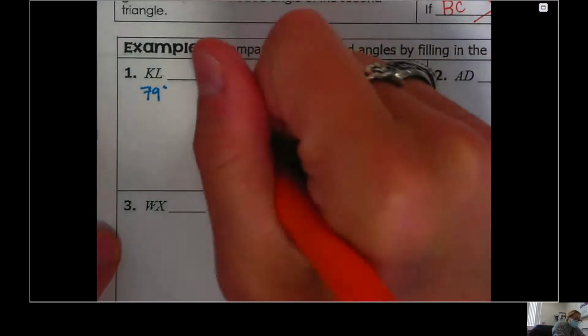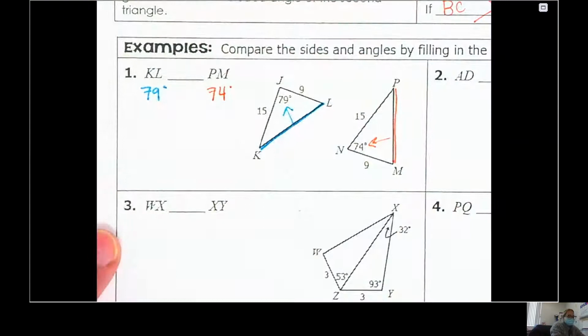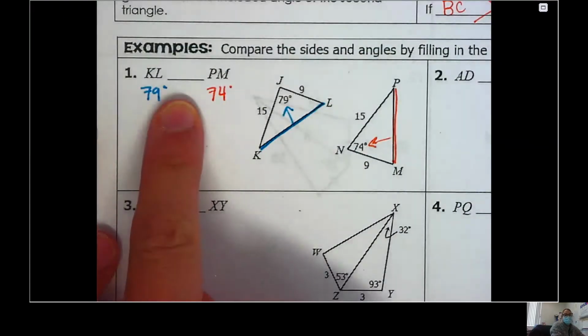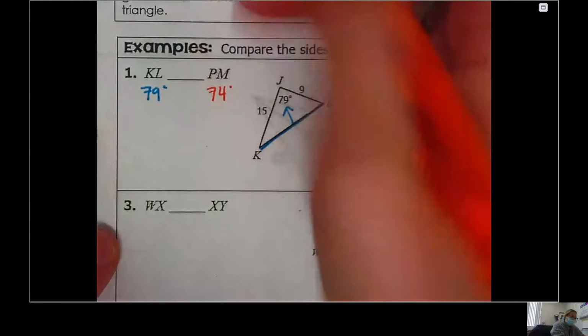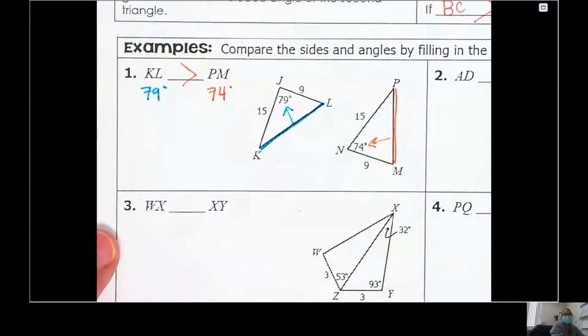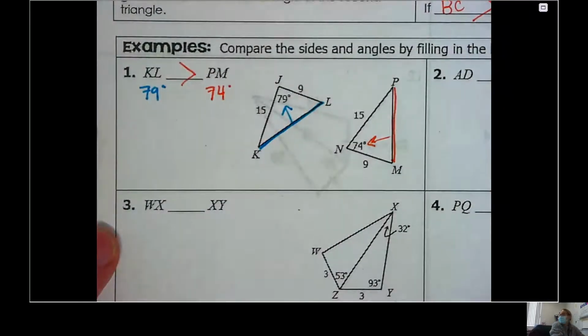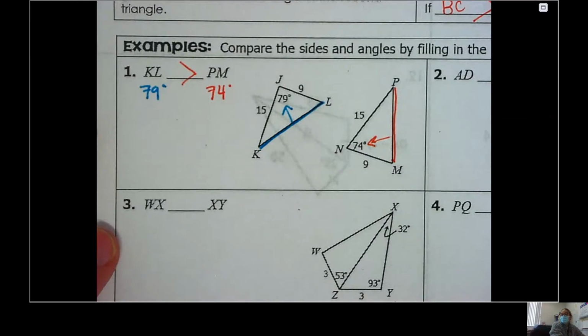(74) or angle N. Okay, so is KL greater than or less than PM? Greater. That's it. It's bigger. 79 is bigger than 74. That's it. I should know which one's bigger. That's it. It's the whole thing. Not hard. Let's try number 2.